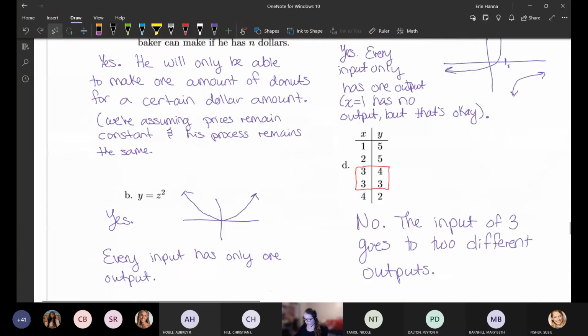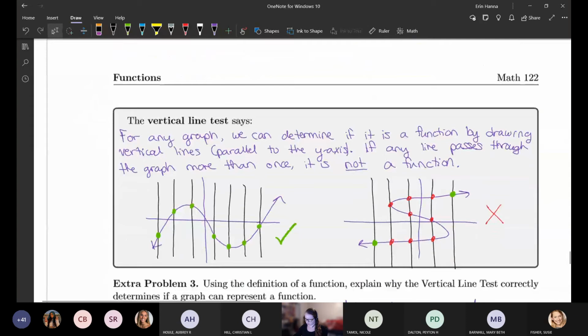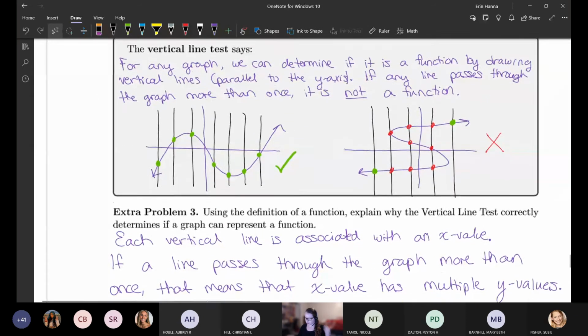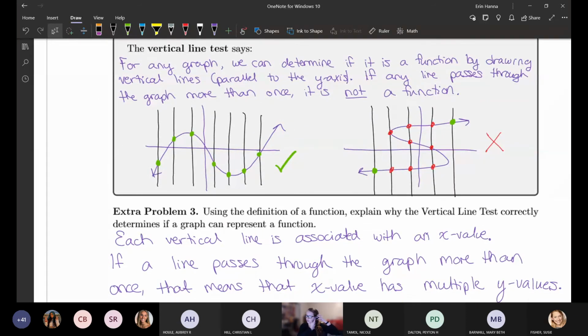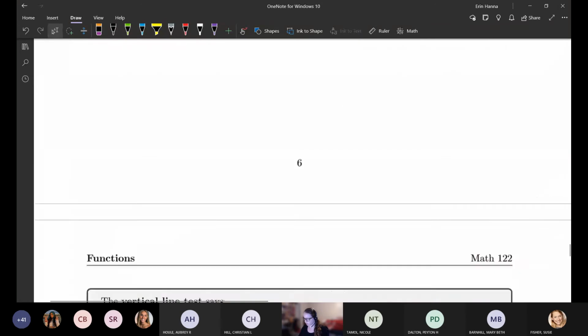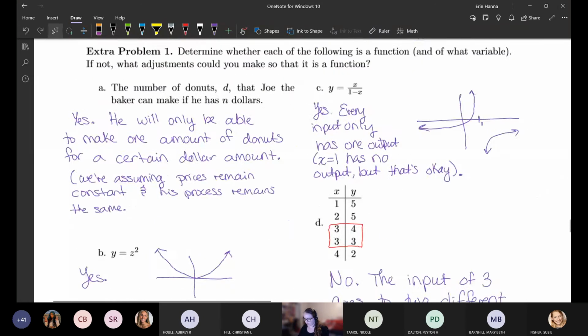The only thing in here is that it talks about the vertical line test. This is not a necessary thing. You can technically answer those questions, and questions that I would ask you, without the vertical line test. But the vertical line test is kind of like a cheat sheet way to tell whether or not a graph is a function.